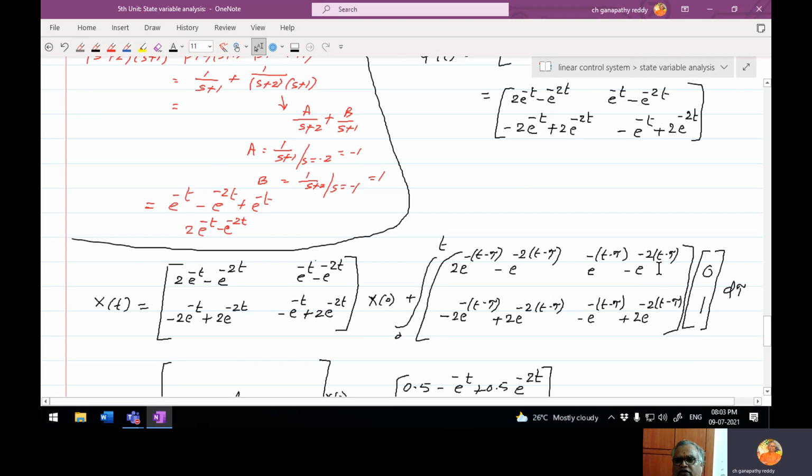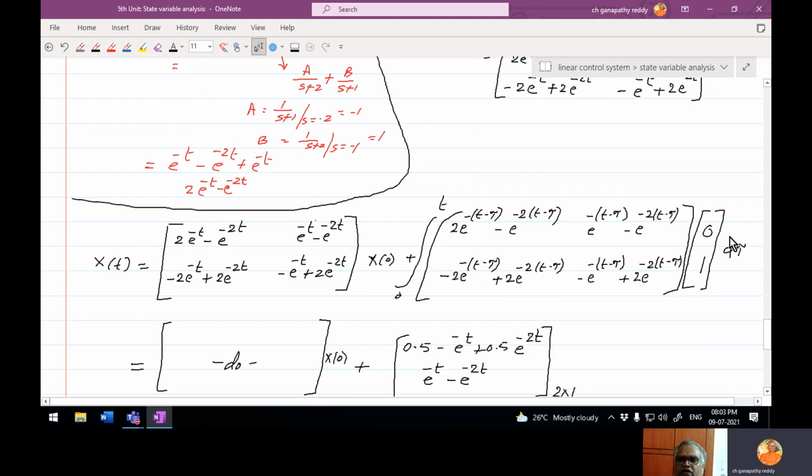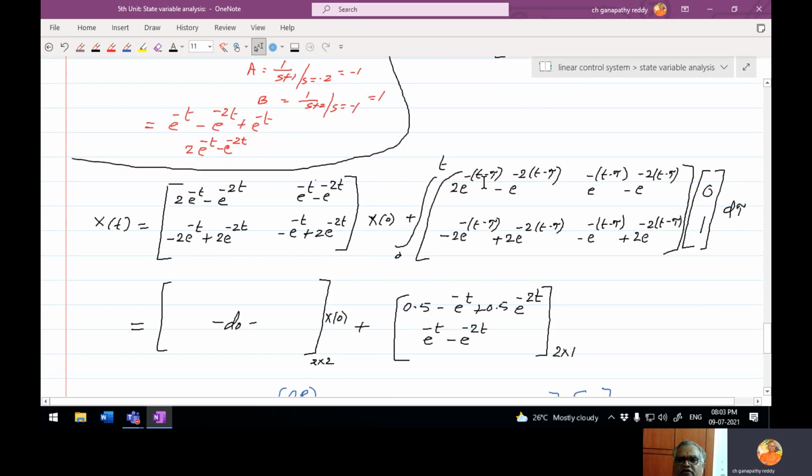Again it is a 2 by 2 matrix only, multiplied with B, which is 0 1, and also multiplied with u of tau. When u of t is 1, u of tau is also 1. Then multiply this into this. If you multiply this with 0, this into 1 will be the same. Again this into 0 is 0, and this into 1 is again the same.